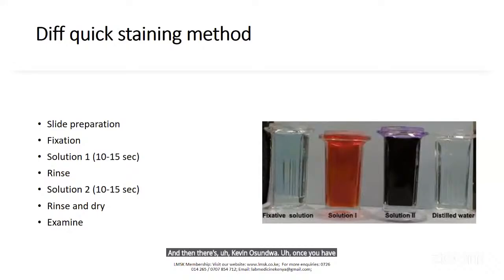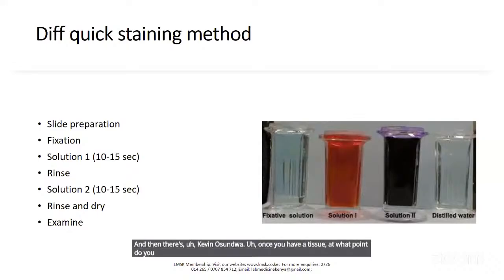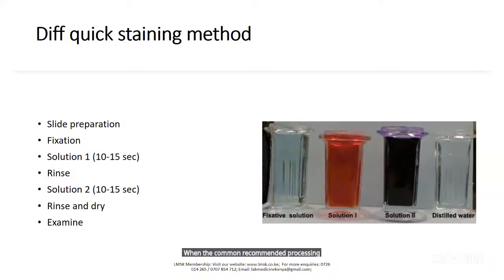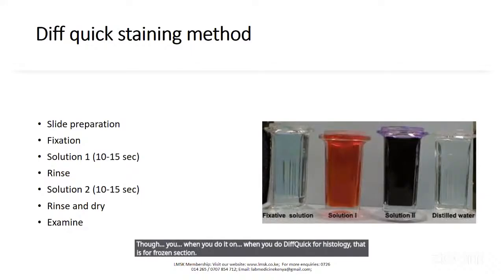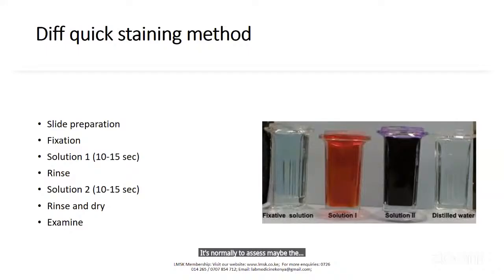Once you have a tissue, at what point do you prefer performing Diff-Quik when the commonly recommended processing is H&E as per the pathologist? Diff-Quik is mostly for cytological smears. When you do Diff-Quik for histology, that is for frozen section, it's normally to assess the diagnostic adequacy. But for reporting, we do the rapid H&E.